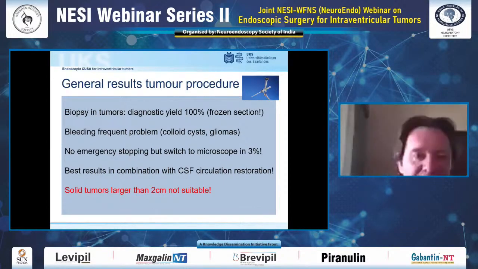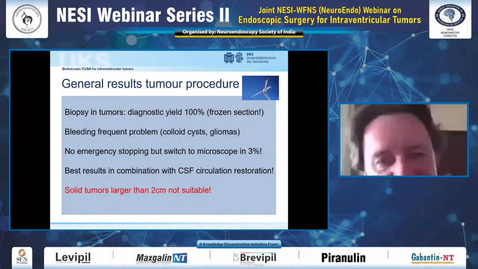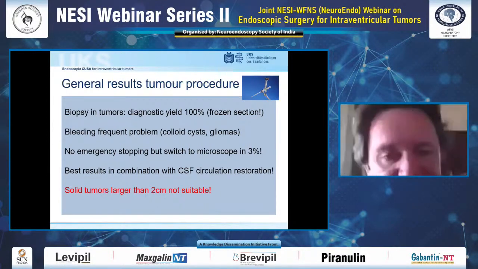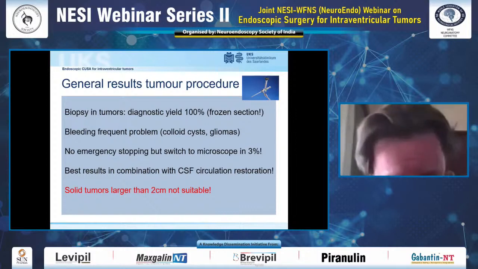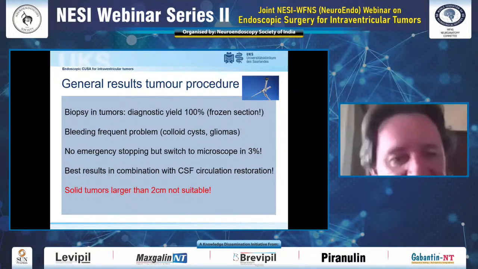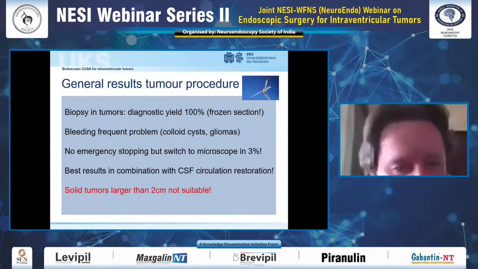Well, our general results: we have now done a little bit more than 150 sheer endoscopic intraventricular tumors. In biopsy of tumors, the diagnostic yield so far is 100%. Bleeding in tumor procedures is a frequent problem, particularly when you think about gliomas or you consider colloid cyst to be an intraventricular lesion. Those frequently present a problem with the resection. So far, we had no emergency stopping, but we had switches to the microscope in 3%, which means about 5 to 6 cases. And the best results are in combination with CSF circulation restoration because you have enough space to maneuver the endoscope.